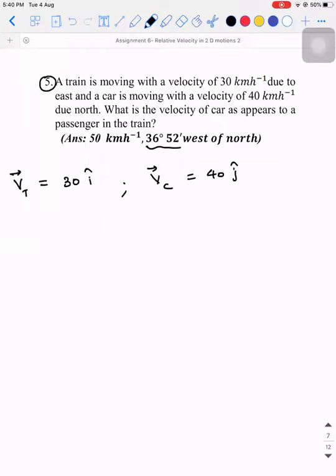Right. So what are they asking? Velocity of car with respect to train. Is it car with respect to train or train with respect to car? How did you understand that it is car with respect to train? Because they ask the velocity of the car as it appears to the passenger in the train. Whosoever is observing, the observer should be the second term. Whosoever is moving should be the first term. So it is velocity of car vector minus velocity of train vector. How much will you get? 40 j cap minus 30 i cap.